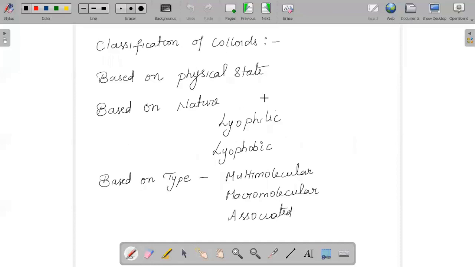And the next important concept is what are colloids. This chapter is merely a theoretical chapter and it's very simple. Hence it would be very simple to learn as well as to score marks from this chapter. The questions are very simple to attempt. When we talk about colloids, they are classified based on two concepts. One is based on nature, and the second is based on type.